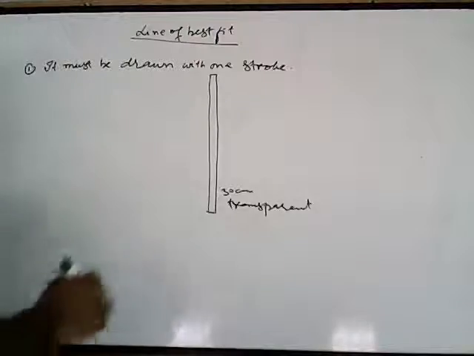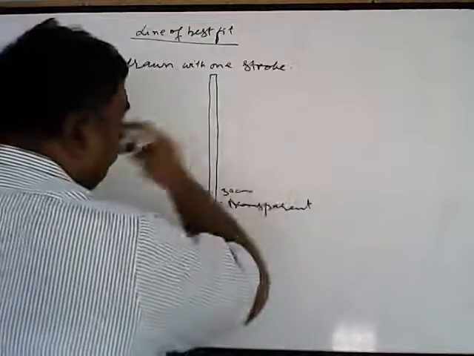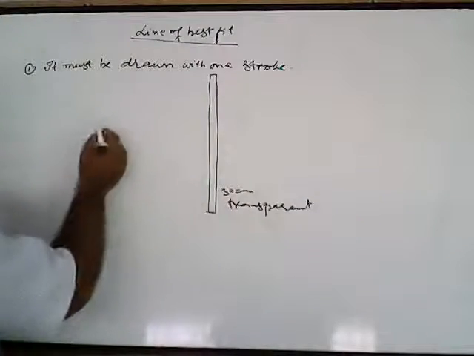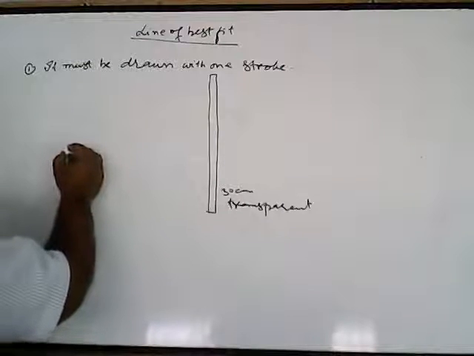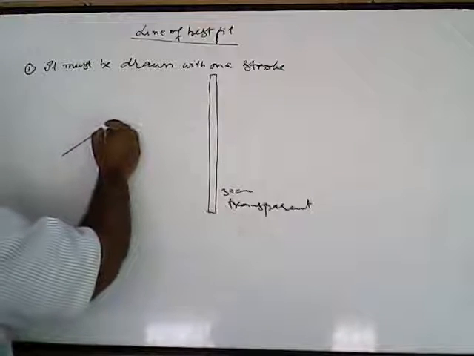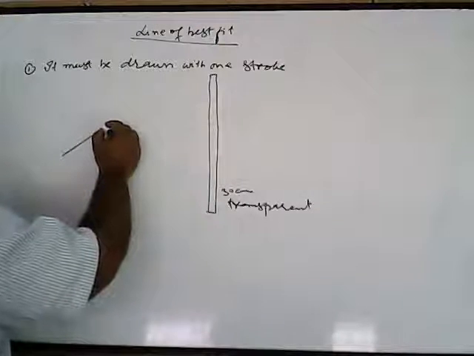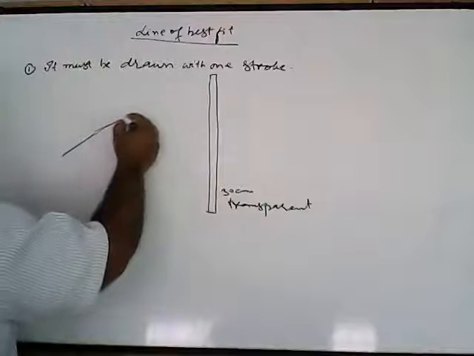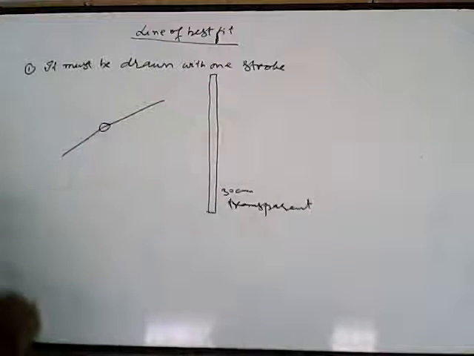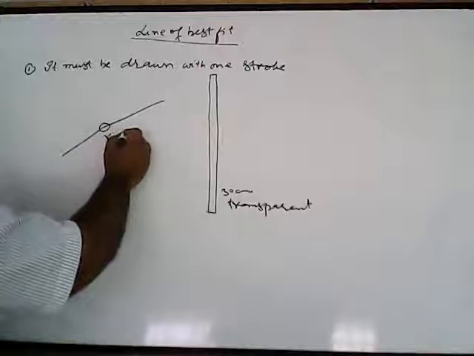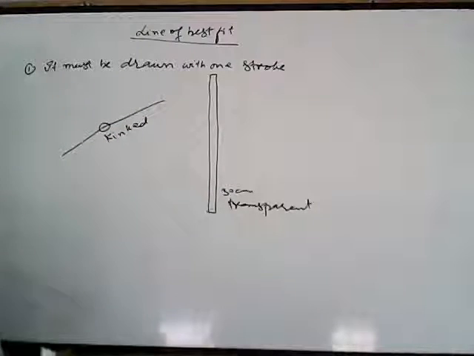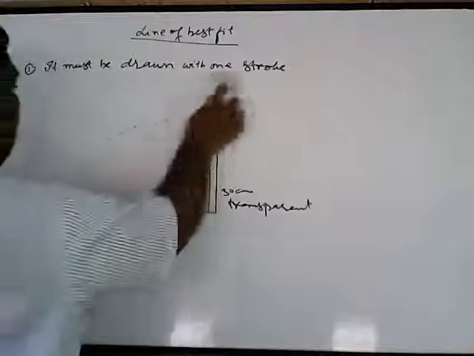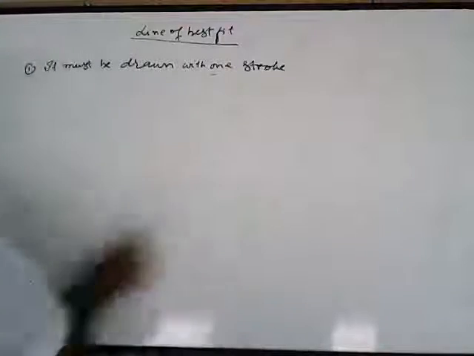If you do not draw it in one stroke, what happens? If you draw it with a smaller scale, first you draw up to here, then the scale is tilted, and then the line becomes like this. So there is a tilt here. This becomes a kinked line, which is not allowed. Draw it with one stroke. And the second thing is, always draw it with a very thin pencil.